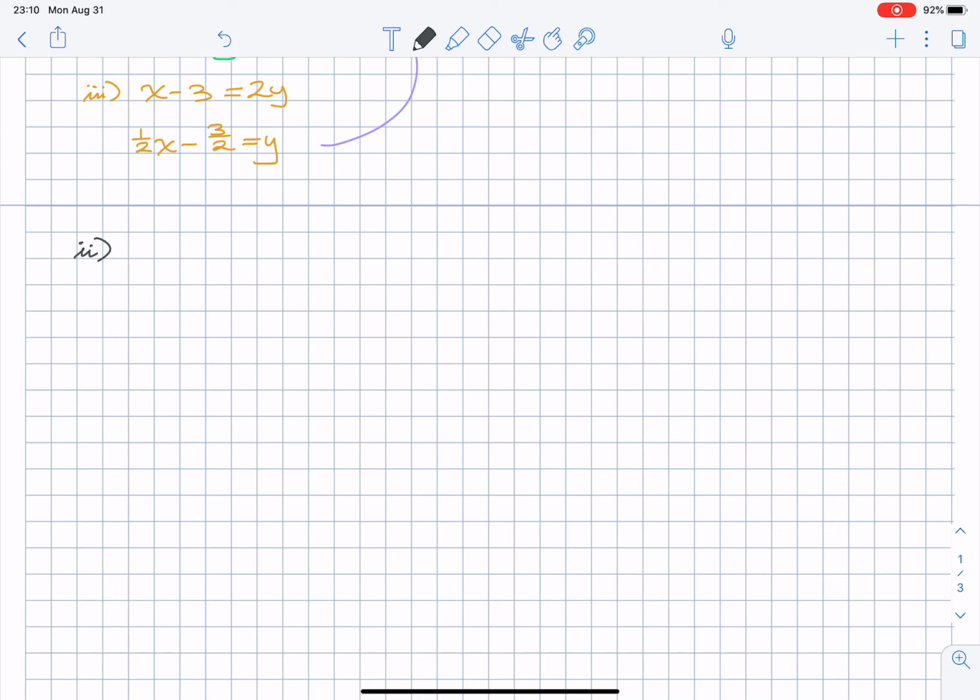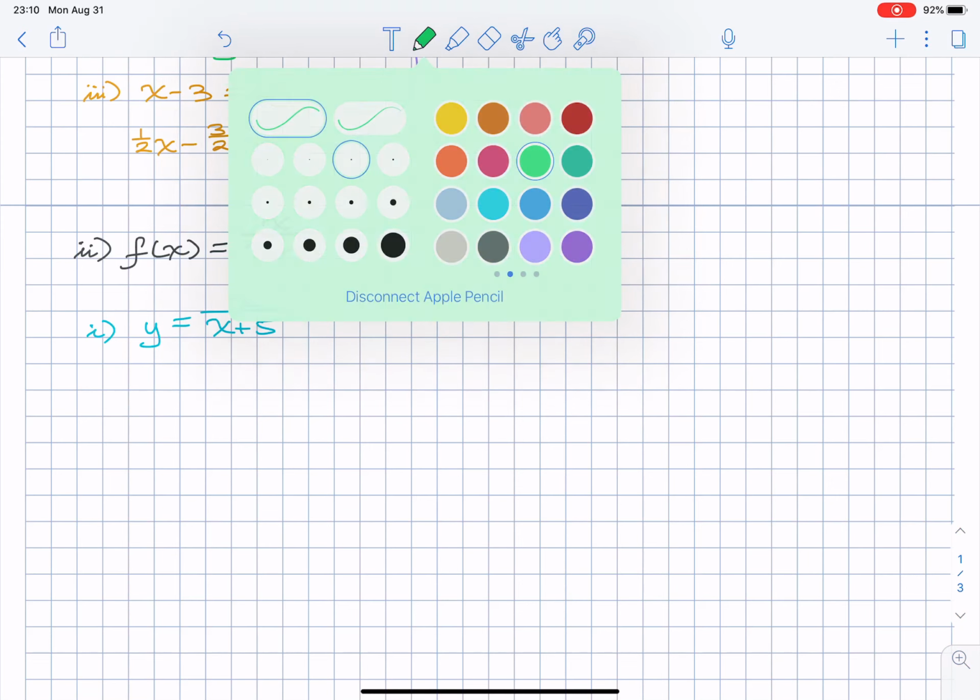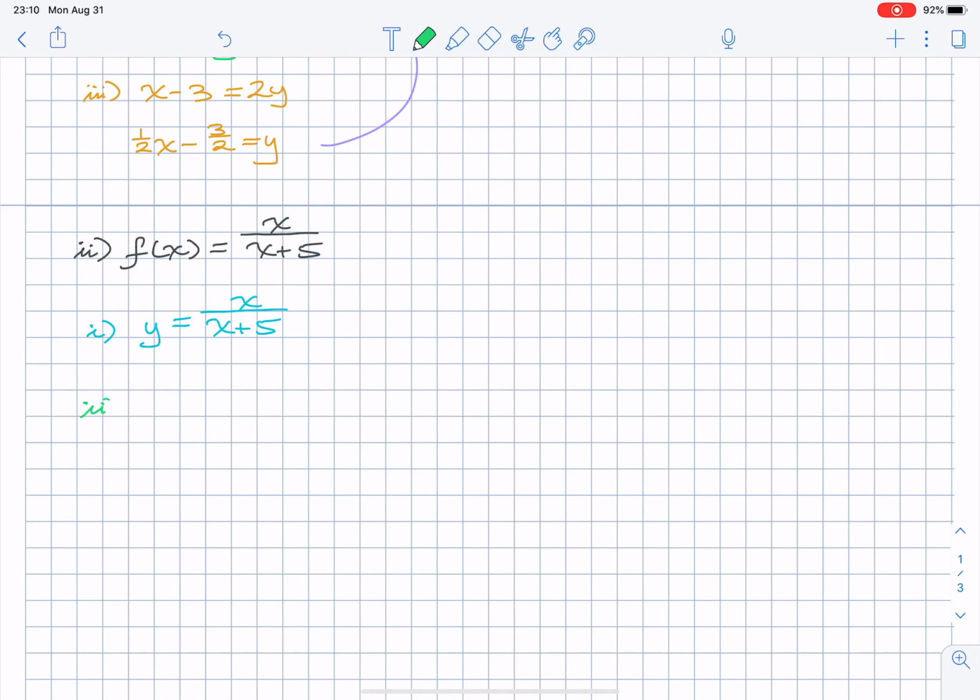Number 2. Let's say we have that f of x is a rational function. So that is, say it's x over x plus 5. So step 1 is to replace f of x with y. So we get that y is equal to x over x plus 5. Step 2 is to swap x and y. So this now becomes x is equal to y over y plus 5.